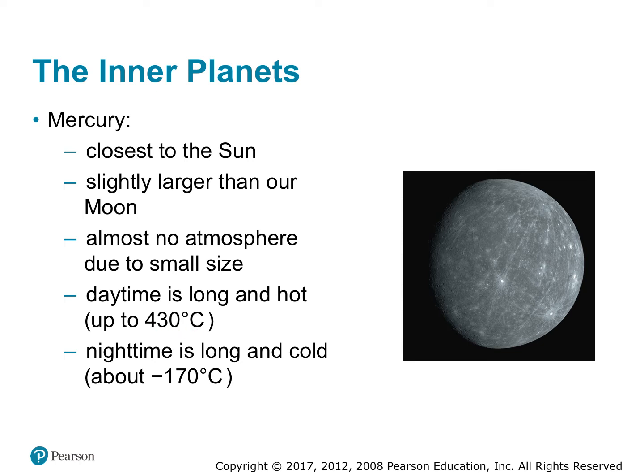Now, the nighttime, where it's dark, it cools off. And it gets so cold, it's basically about negative 170 degrees Celsius. And so you would find Mercury to be a very inhospitable place to visit just because of these wild temperature extremes.